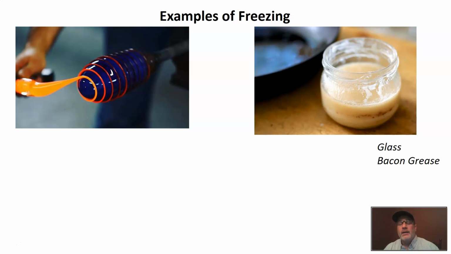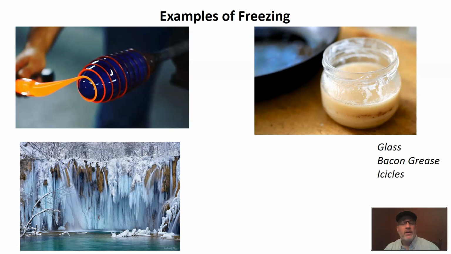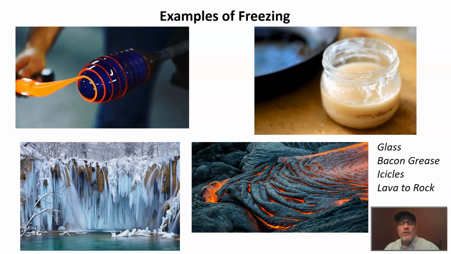If you've done any cooking, some of you may have a little container of bacon grease that you keep in your kitchen next to your stove. When that bacon grease solidifies or turns back into a solid, then we would say that's an example of freezing. Of course, liquid water, we run into examples of it freezing almost everywhere. When lava that's melted rock turns back into solid rock, also an example of freezing.